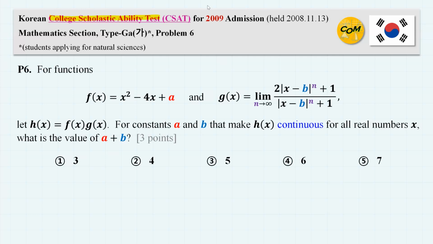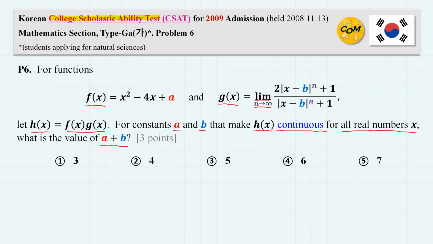The problem that I am going to solve today is this. For functions f(x) defined as x squared minus 4x plus a, and g(x) defined as the limit of (2 times absolute value of x minus b to the power of n plus 1) divided by (absolute value of x minus b to the power of n plus 1) as n goes to infinity, let h(x) be f(x) times g(x). For constants a and b that make h(x) continuous for all real numbers x, what is the value of a plus b?